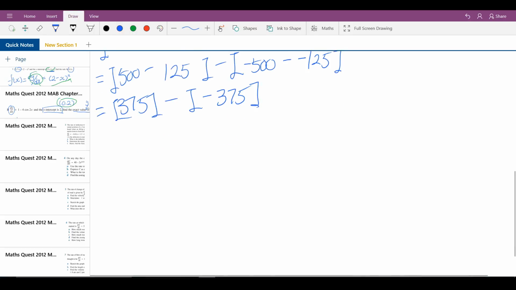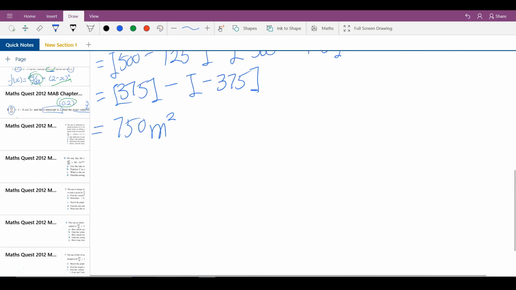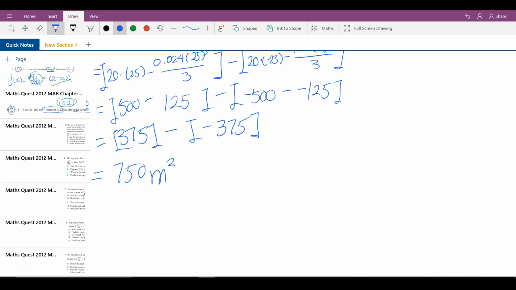Then we just add it together because it's a minus and a negative, so that becomes 750 meters square, because we're finding the area. Whatever we get must be an area unit, and the measure unit is in meters, so the area unit must be in meters square. So area multiplied by height, but in this case it's also length, equals volume.